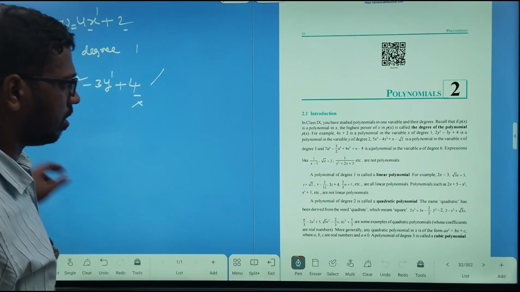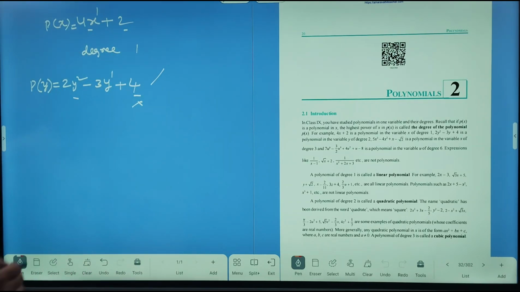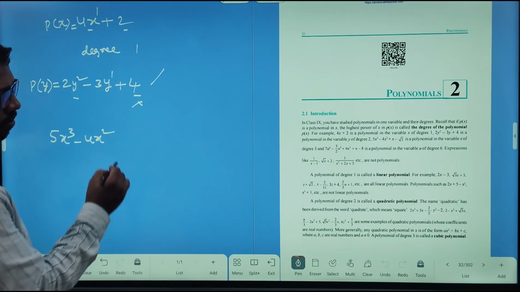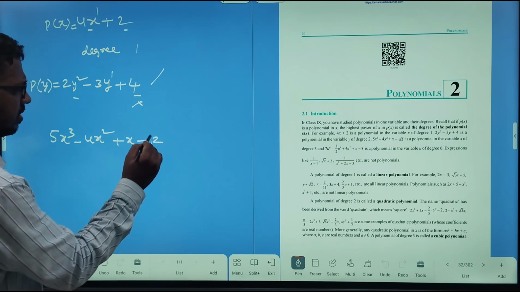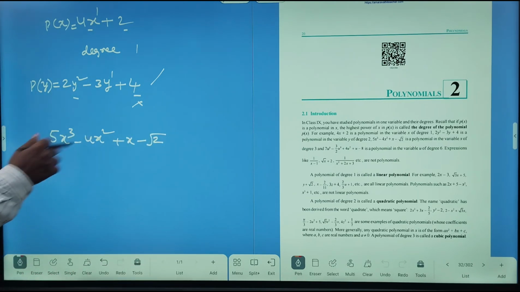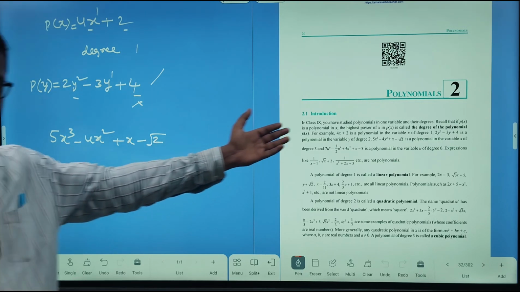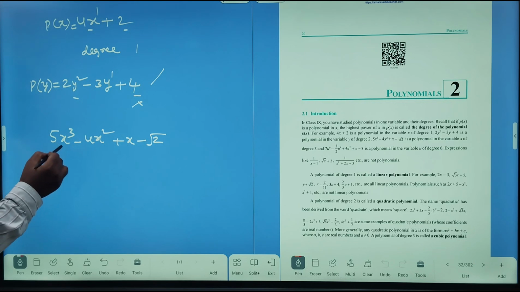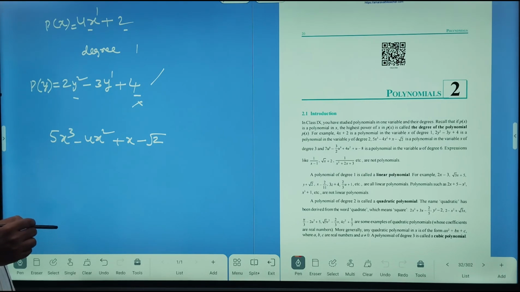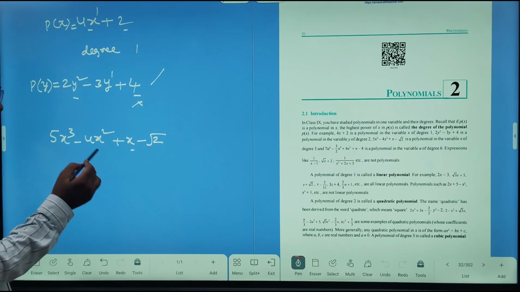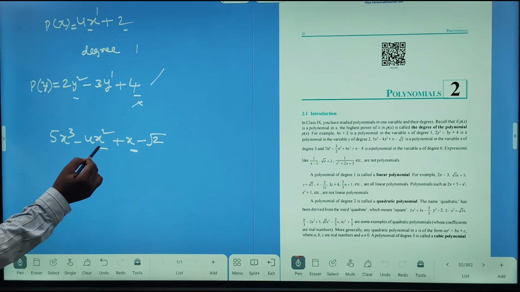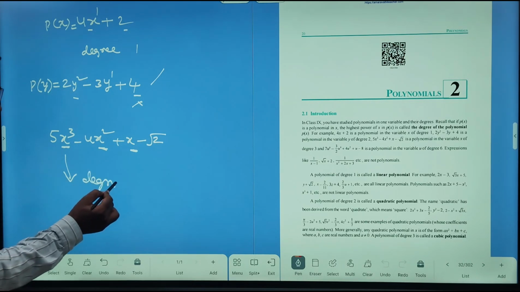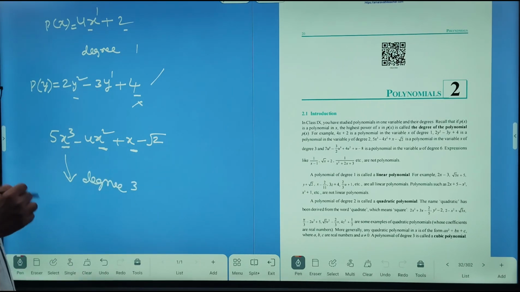And if you take 5x cube minus 4x square, whatever it may be, you can take any example, but I am just explaining the polynomials in your textbook which are given as examples. So this is a polynomial in which variable? In terms of x. Of degree, what is the highest power? Here the power is 2, here the power is 1, here the power is 2, here the power is 3. So highest power is 3. So degree is 3. This is a polynomial in terms of x of degree 3.